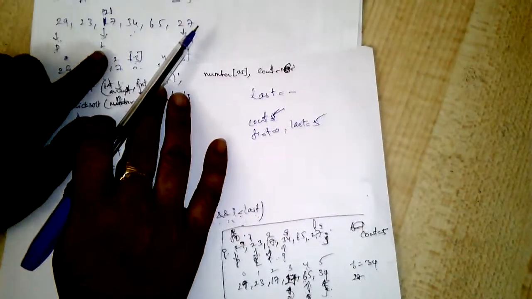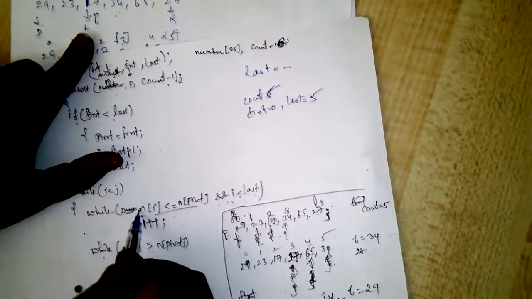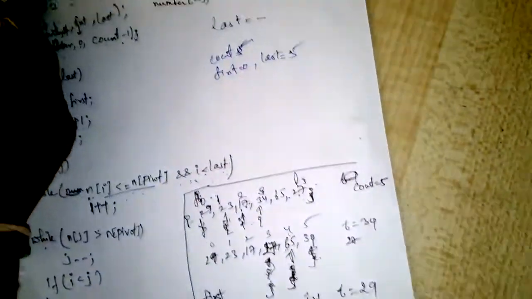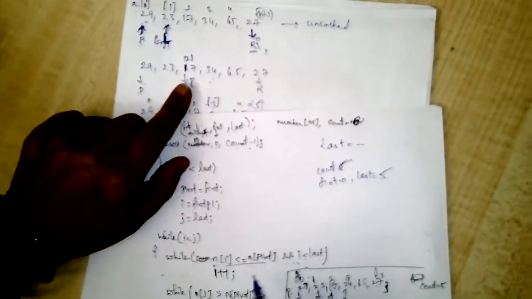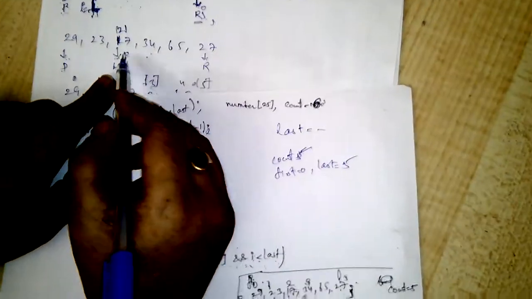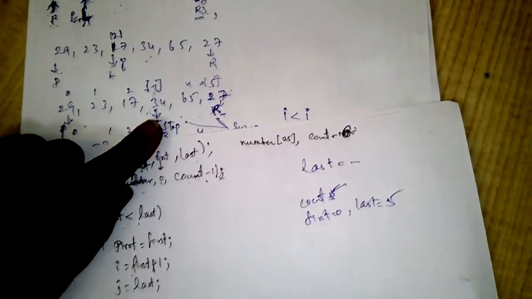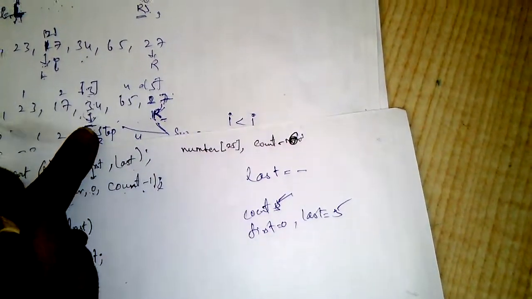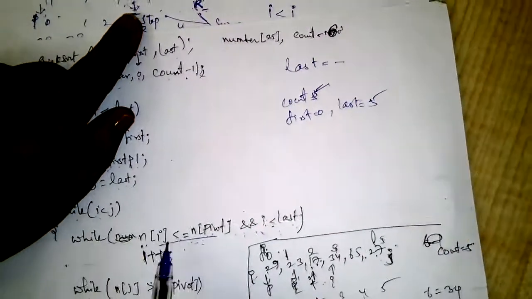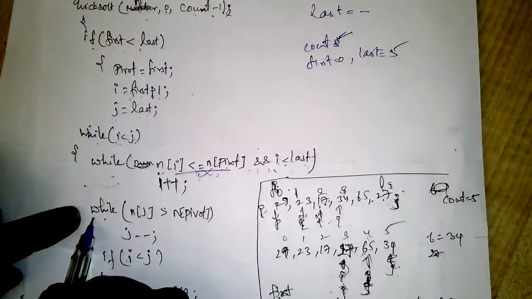Now it comes to this position. i is 2. Again check: n of i is 17, less than n of pivot, 29. True, and 2 is less than 5. Again the condition is true, so increment i by 1. Now this is the i value, 3. n of 3 is 34, which is less than n of pivot, 29. So this condition is false, and control comes to this statement.